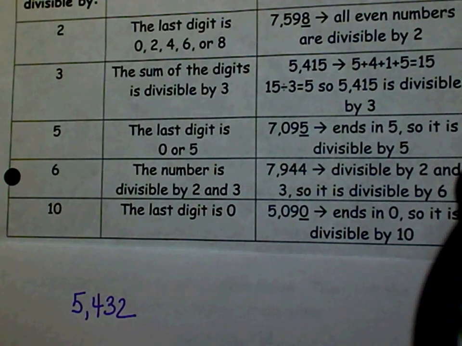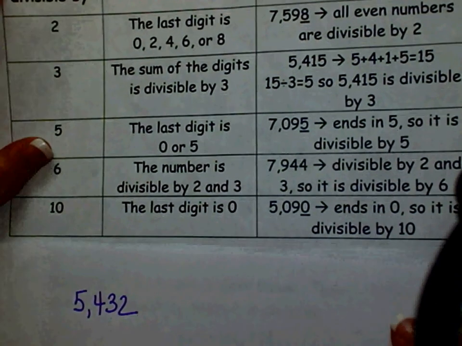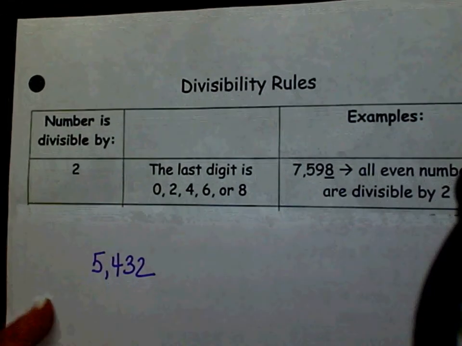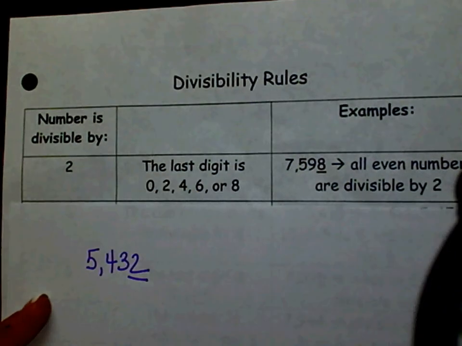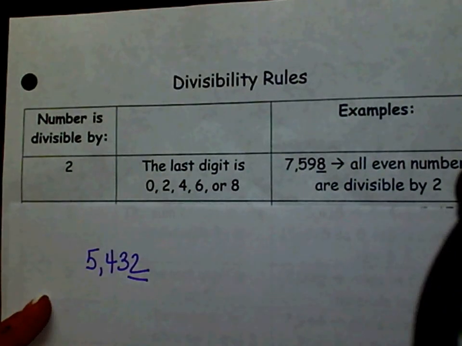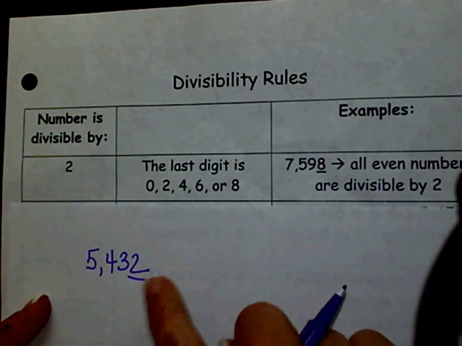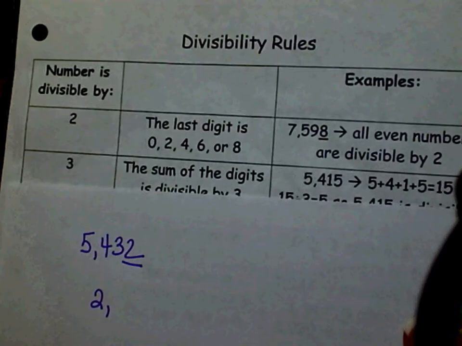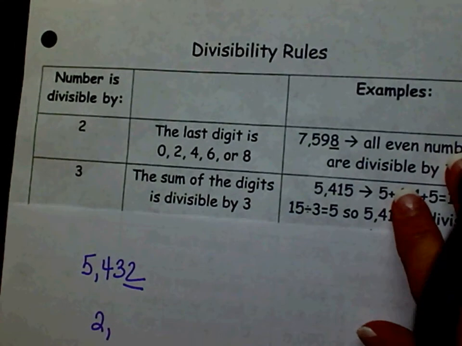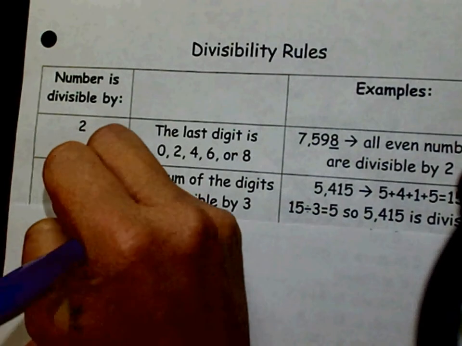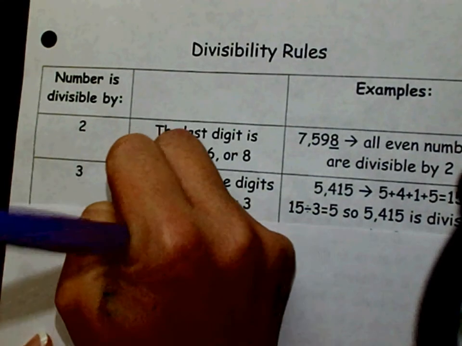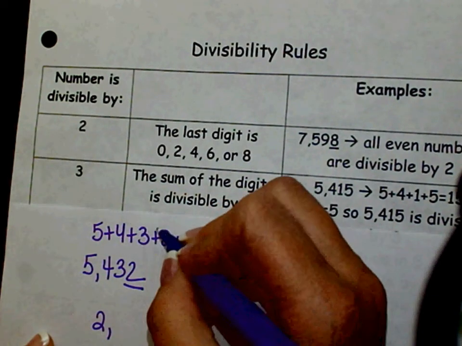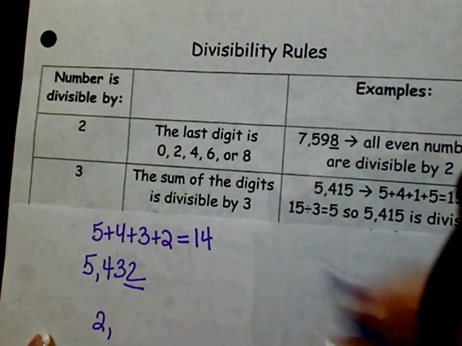Okay, so you should have tried it on your own. Let's take our number and let's go one by one with our rules. Remember, we're looking at the last digit, which is the ones place. 2 says it has to have a 0, 2, 4, 6, or 8. It has a 2, which means it's divisible by 2. Rule 3 says the sum of the digits has to be divisible by 3. Well, let's add them up. 5 plus 4 plus 3 plus 2. 5 plus 4 is 9, plus 3 is 12, plus 2 is 14.